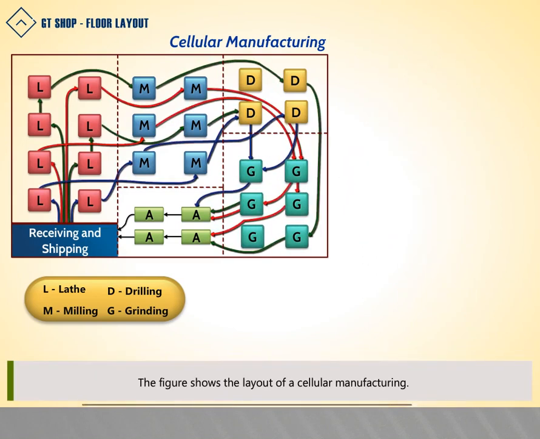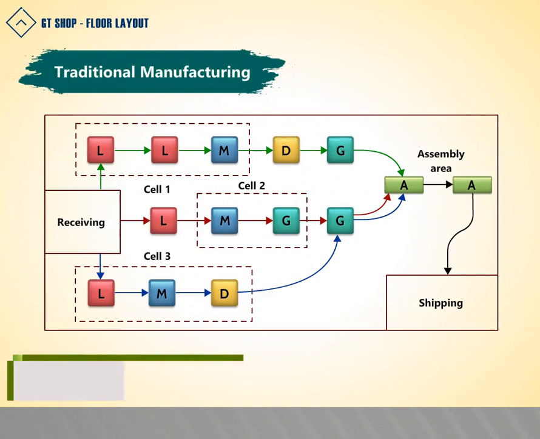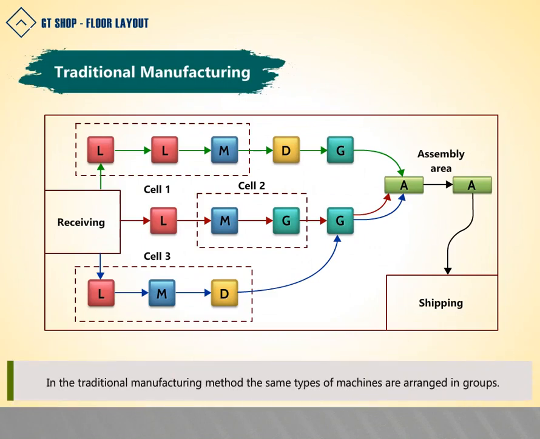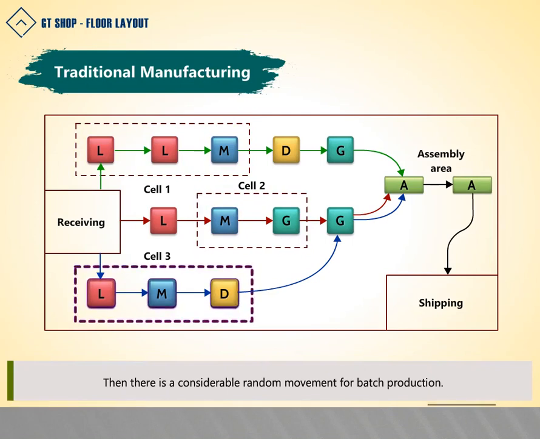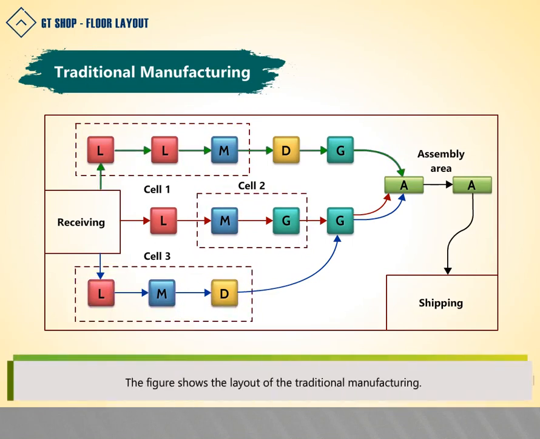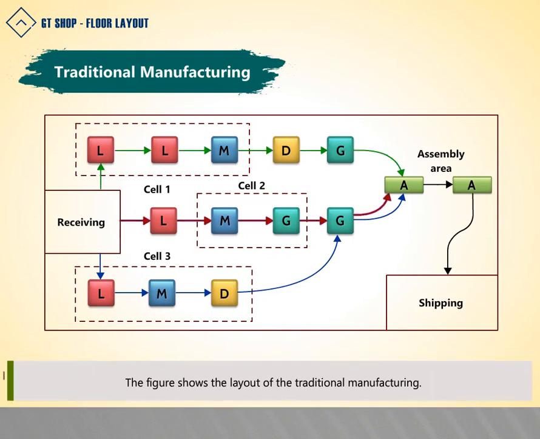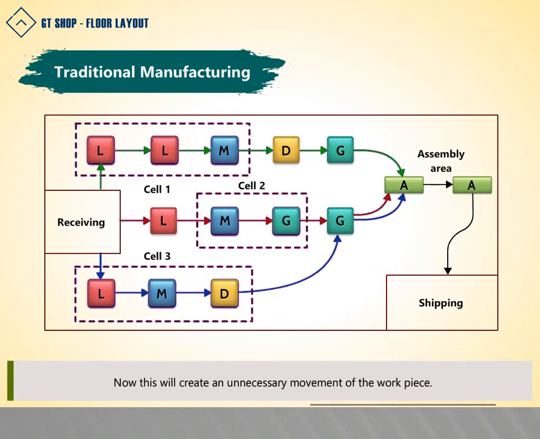The figure shows the layout of cellular manufacturing. Traditional manufacturing: in the traditional manufacturing method, the same types of machines are arranged in groups. Then there is a considerable random movement for batch production. The figure shows the layout of the traditional manufacturing. Now, this will create an unnecessary movement of the workpiece.